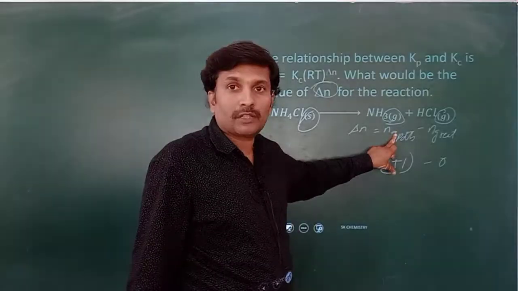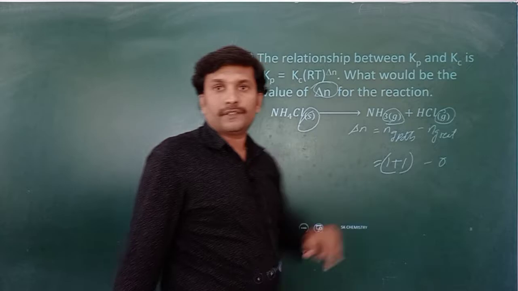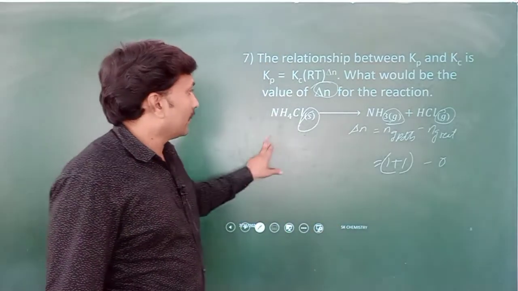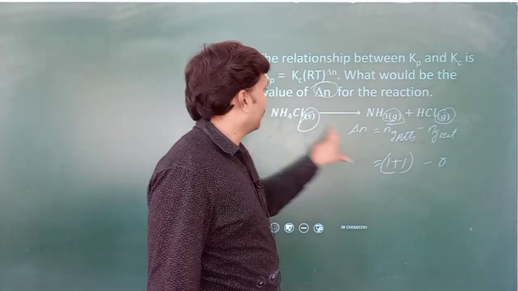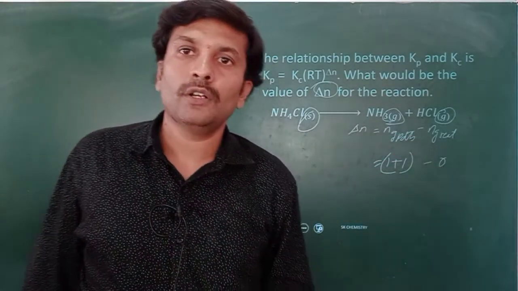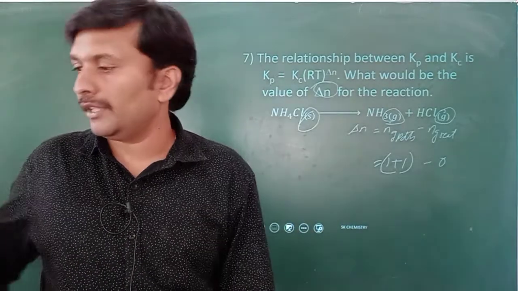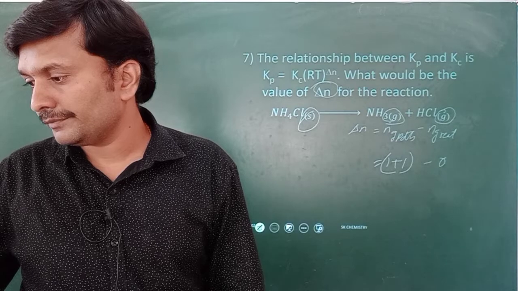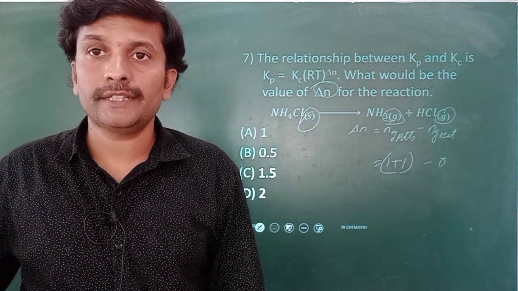Again I'll repeat, delta n is the number of moles of gaseous products minus the number of moles of gaseous reactants. Got it? Gaseous products is how much? G plus G, 1 plus 1. Then here it is solid, so 1 minus 1. So 1 plus 1 minus 0. It is going to be how much? 2. Delta n they are asking, no need to substitute anywhere. So the answer is which option, children? D.